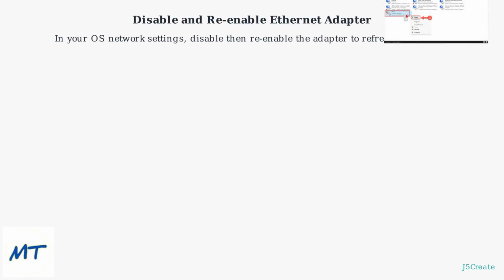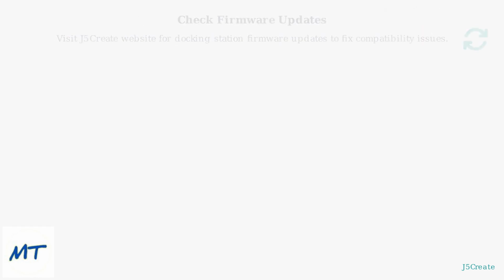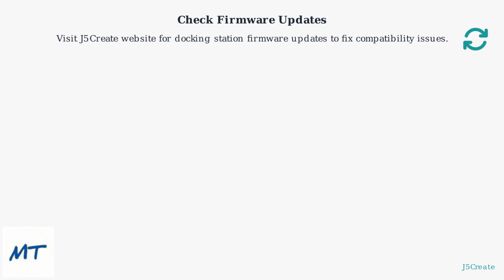If basic troubleshooting doesn't work, try disabling and re-enabling the Ethernet adapter in your operating system's network settings. This refreshes the connection and resolves many issues, with statistics showing 65% of problems fixed by driver-related steps like this. Check for firmware updates directly on the J5Create docking station. Recent updates in late 2025 addressed Windows 11 and macOS Sonoma compatibility, and keeping firmware current prevents many Ethernet drops after OS updates.